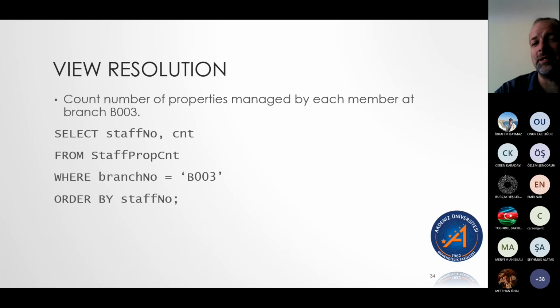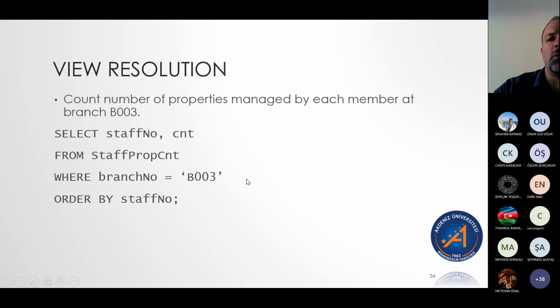It's like a table that does not actually have the data stored in it. It uses underlying tables to get their data, but we treat it just like we would a table. So we're saying, give me this column, staff number, and this column, count from this thing. Treat it like a table, and we're going to have a where clause. So we're going to add this condition to it, and we can also order by as well.